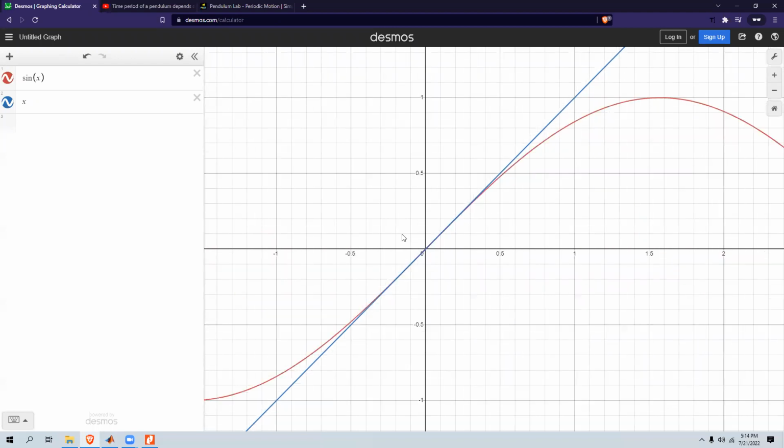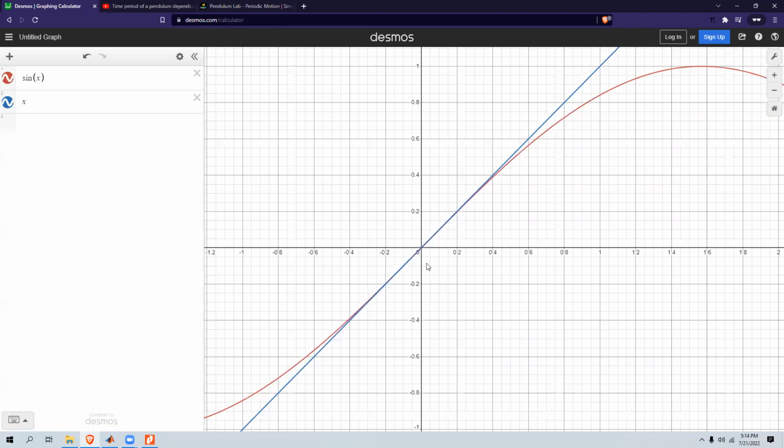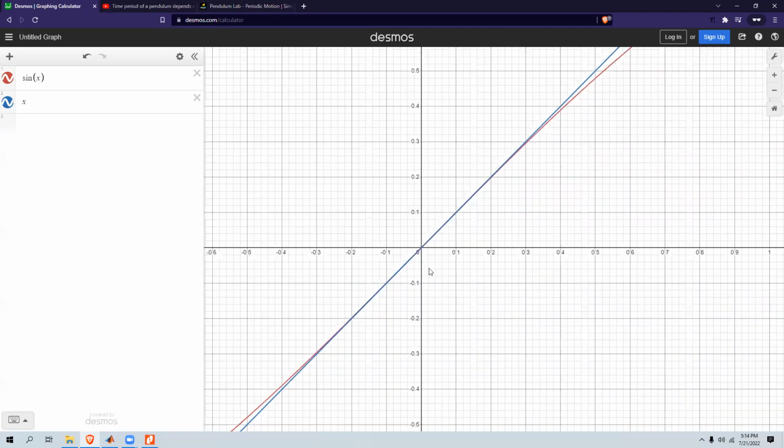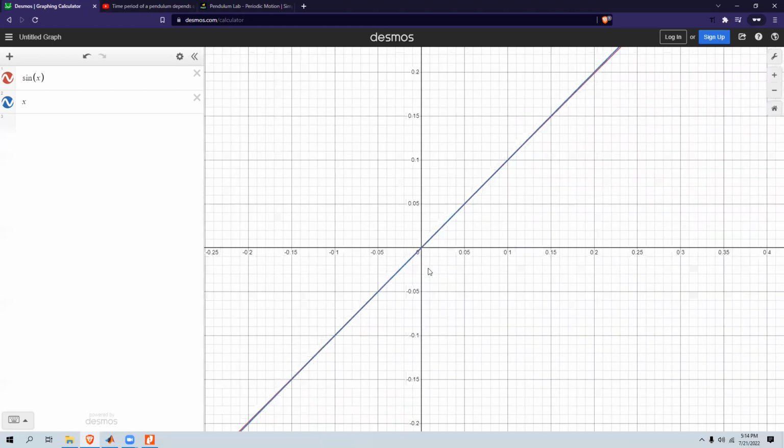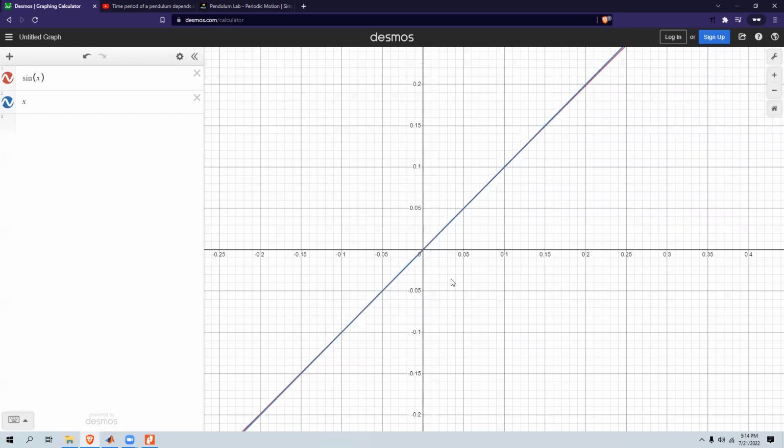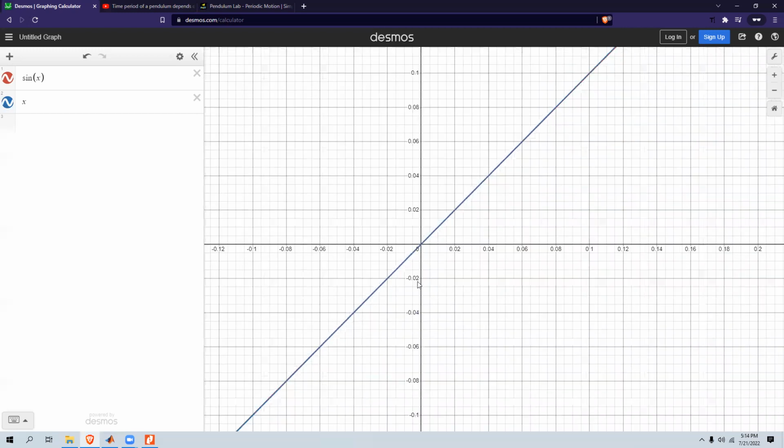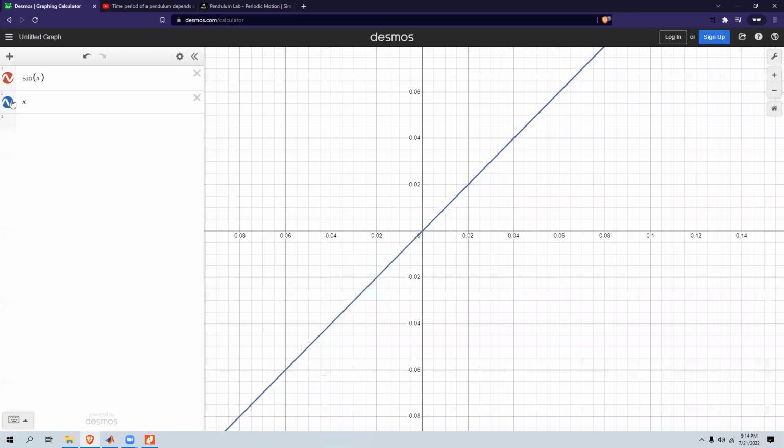Once we have zoomed in enough, we see that in this very small region around the origin, the sinusoidal curve and the line will have exactly the same form, which makes this small angle approximation possible. If I zoom in even further, I will even have just one graph.